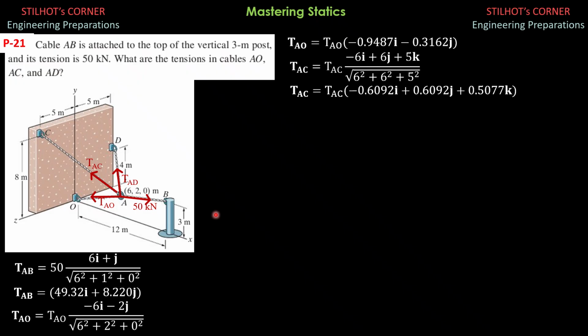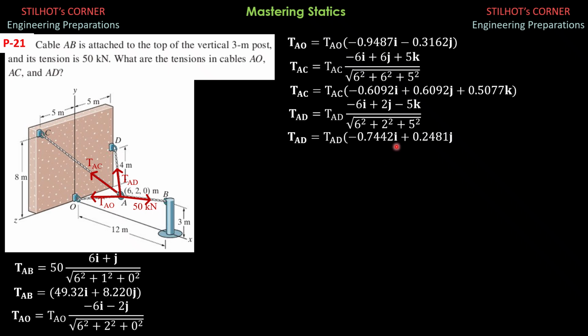Then tension AD is magnitude of tension AD, then quantity 0 minus 6, so negative 6I, 4 minus 2, positive 2J, negative 5 minus 0, negative 5K. So tension AD is negative 6I, positive 2J, negative 5K over square root of 6 square plus 2 square plus 5 square. Simplifying, that's the magnitude of tension AD times quantity negative 0.7442I plus 0.2481J, then minus 0.6202K.